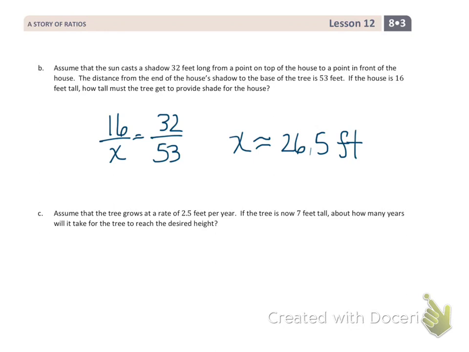Okay, so the last part here, C, is wanting us to predict how many years until our tree is the height that we want it to be, 26.5 feet. So we're going to assume that the tree grows at a rate of 2.5 feet per year. If the tree is currently 7 feet tall, how many years will it take for the tree to reach the desired height? So go ahead, once again, pause, try to figure this out on your own, and I will work it out here for us.